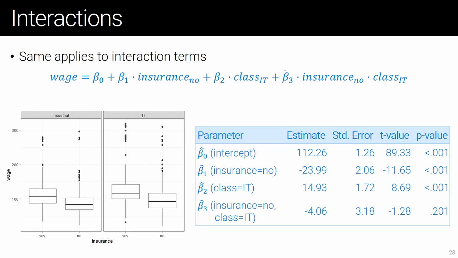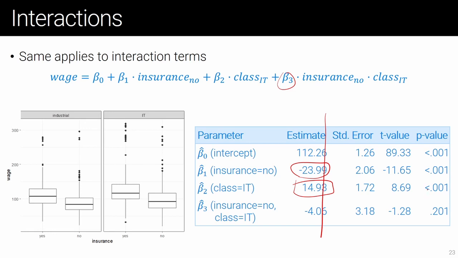And this coefficient, beta 3, is the one measuring the interaction. The specific case where the person doesn't have insurance and is working in IT. And what we had over here is, for instance, when a person does not have insurance, there's a negative deviation of negative 24. When a person works in IT, there's a positive deviation of 15.